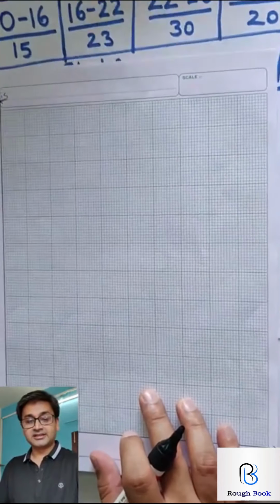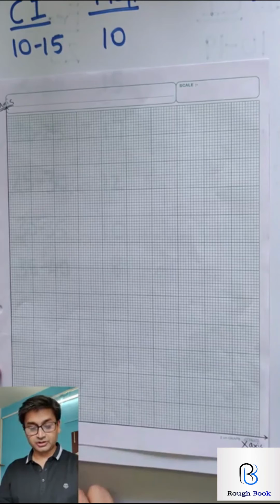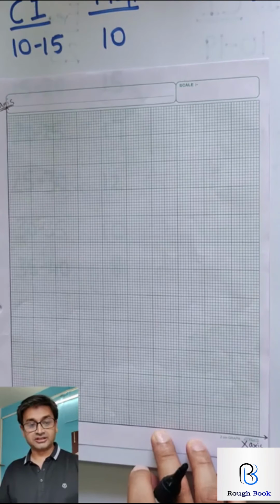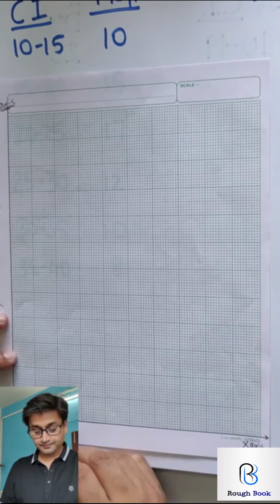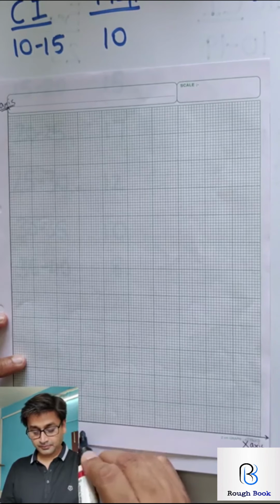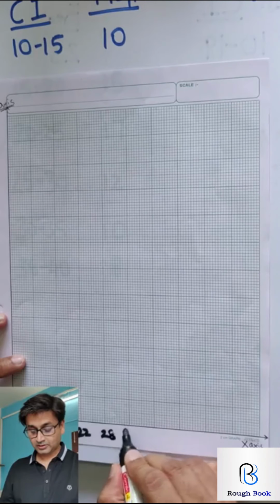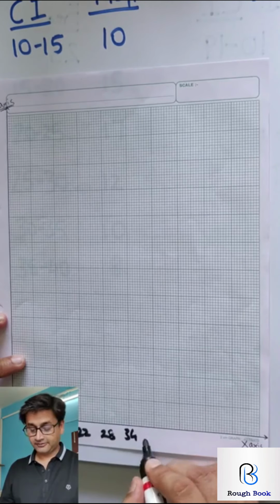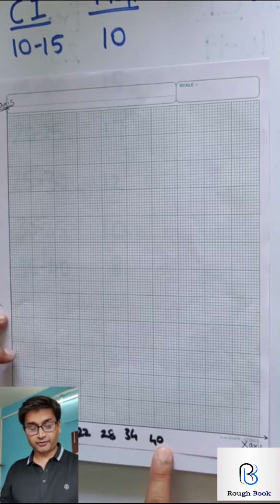So your x-axis is right over here with 0 and the y-axis is the other side. Let's write the data over here. The first one I am writing 10, 16, 22, 28, 34 and 40. Let's recheck: 10, 16, 22, 28, 34, 40.